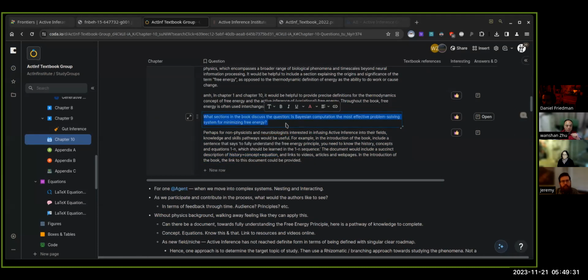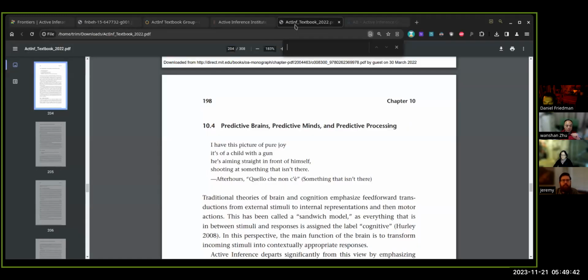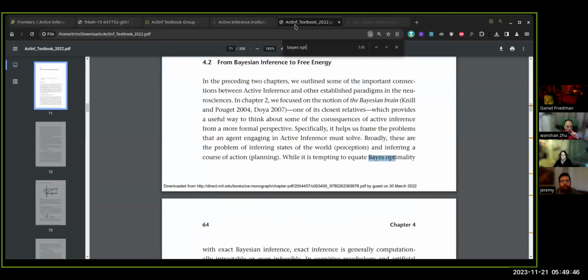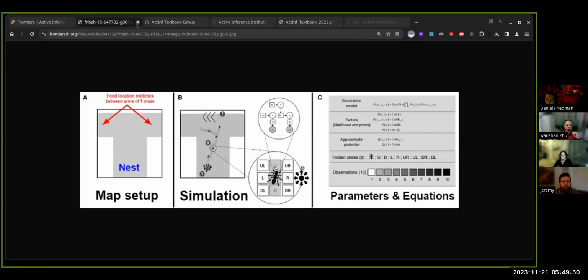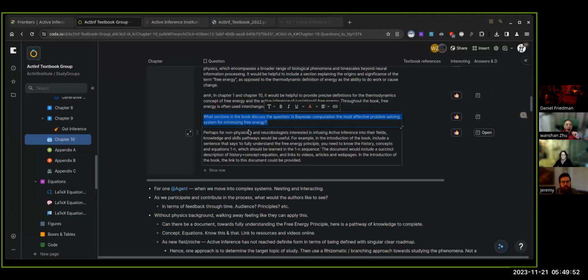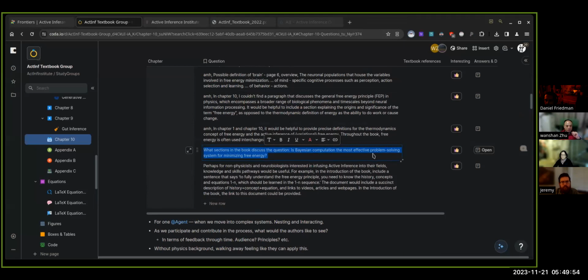Which sections discuss, is Bayesian computation the most effective problem-solving system for minimizing free energy? Not sure if in the book per se, they might discuss Bayesian optimality. Other people I know elsewhere take more of a first principles approach: here's why things should be or ought to be Bayesian. But suffice to say, the framework doesn't rest upon Bayesian computation being the most effective.